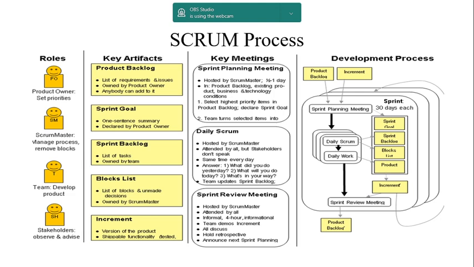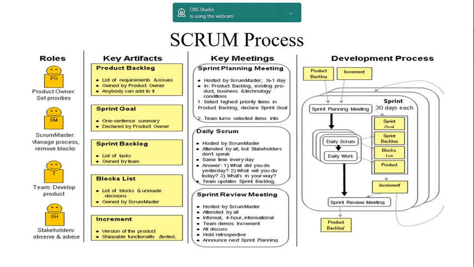Blocks: the list of blocks and unmade decisions, owned by the Scrum master. Anything that he receives from the product owner and wants to give to the team will be managed there. And the increment: what is the functionality we are going to deliver to your clients, or I can say stakeholders. The key meeting is the sprint planning meeting, hosted by the master, half a day to 1 day.